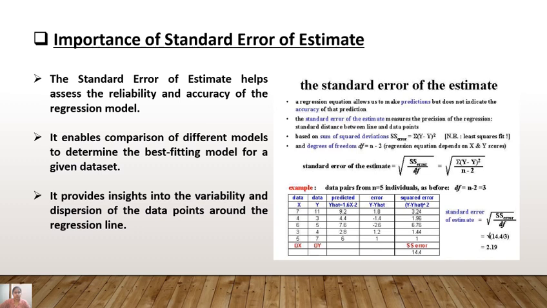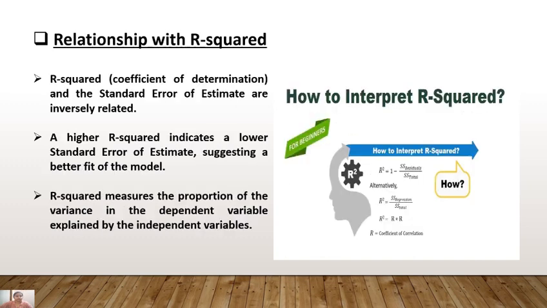Importance of standard error of estimate. The standard error of estimate helps assess the reliability and accuracy of the regression model. It enables the comparison of different models to determine the best fitting model for a given data set. It provides insights into the variability and dispersion of data points around the regression line.